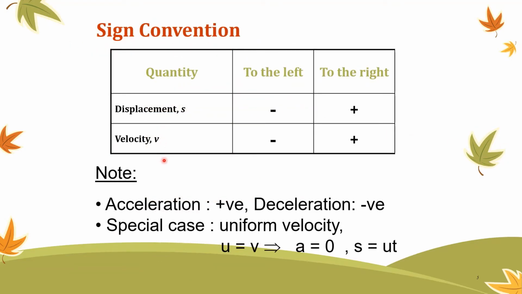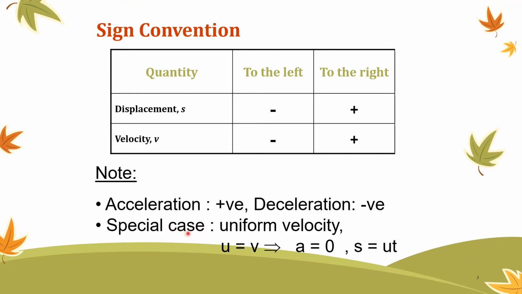Before we substitute the values into the equation, we need to consider the sign convention. For s, positive s means that the object moves to the right and negative s means that the object moves to the left. Same thing for the velocity. Positive means that the object moves to the right and negative means that the object moves to the left. But for acceleration, positive means that the object is accelerating and negative means that the object is decelerating.